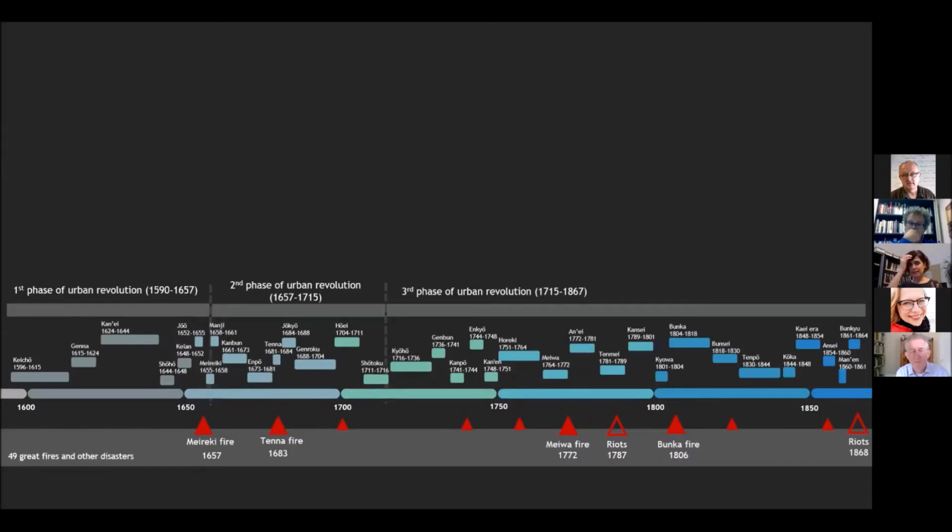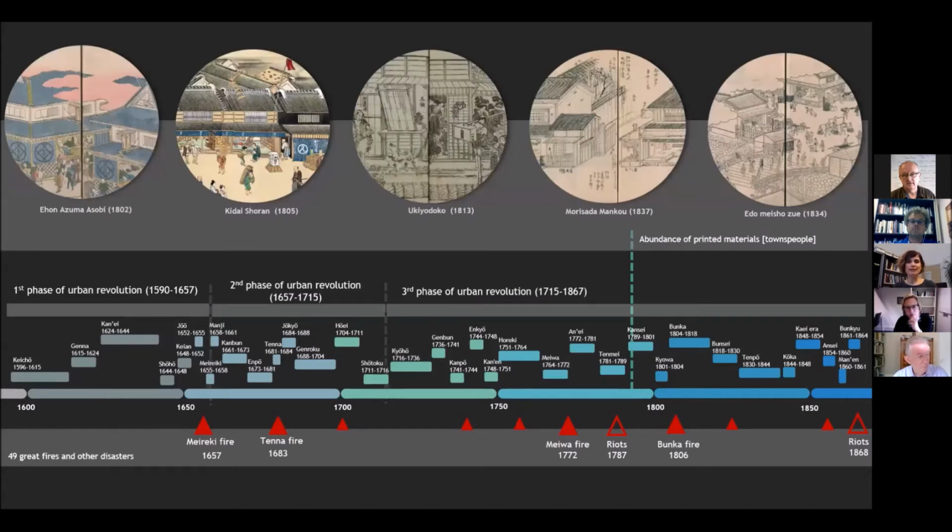So this is a timeline of the Edo period, and I will not go into detail, but what I want to highlight here is the ephemeral character of the city. Various fires and natural disasters caused Edo to be burned down and reconstructed many times, very roughly every few decades. So we have a few obstacles about the physical evidence, but there is a promising point regarding the primary sources related to the commoner's life.